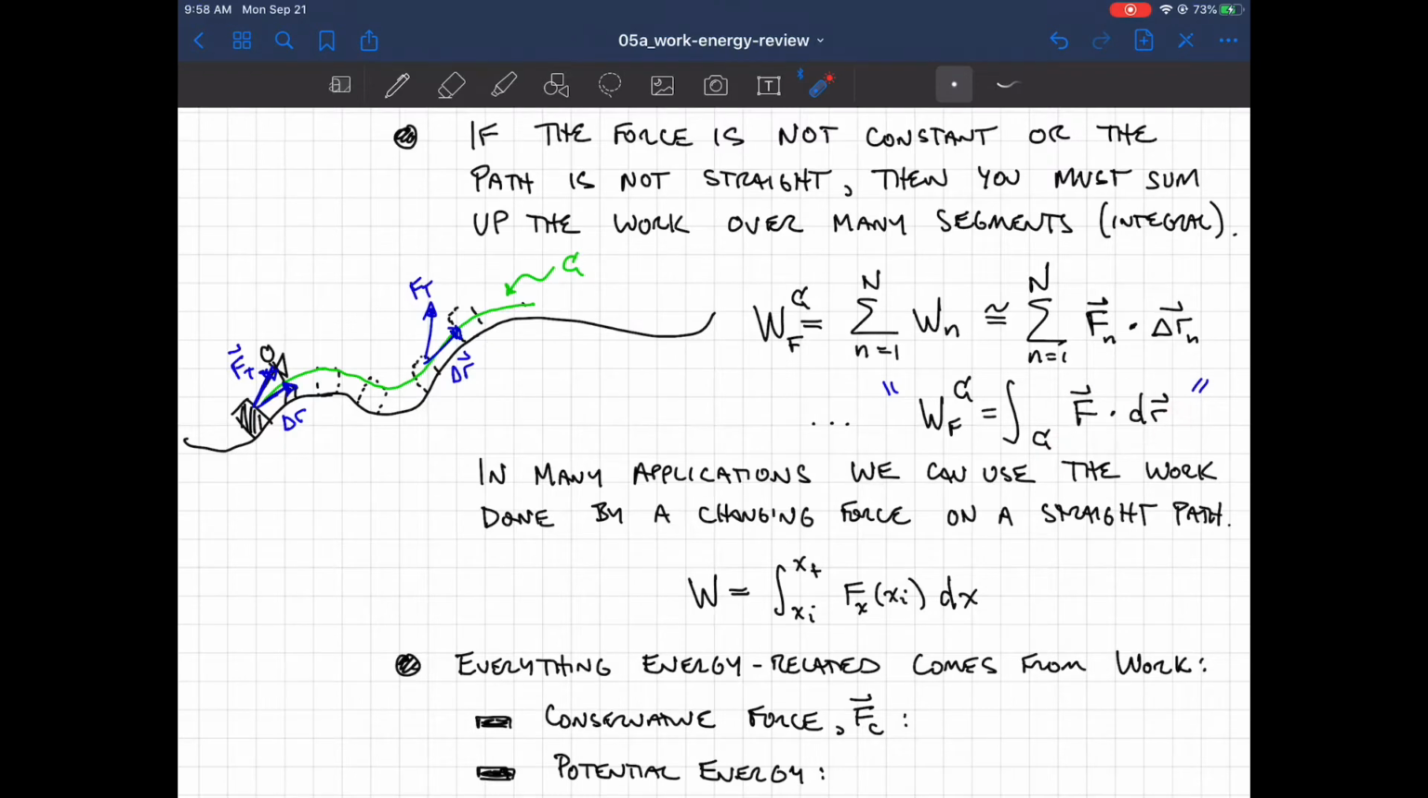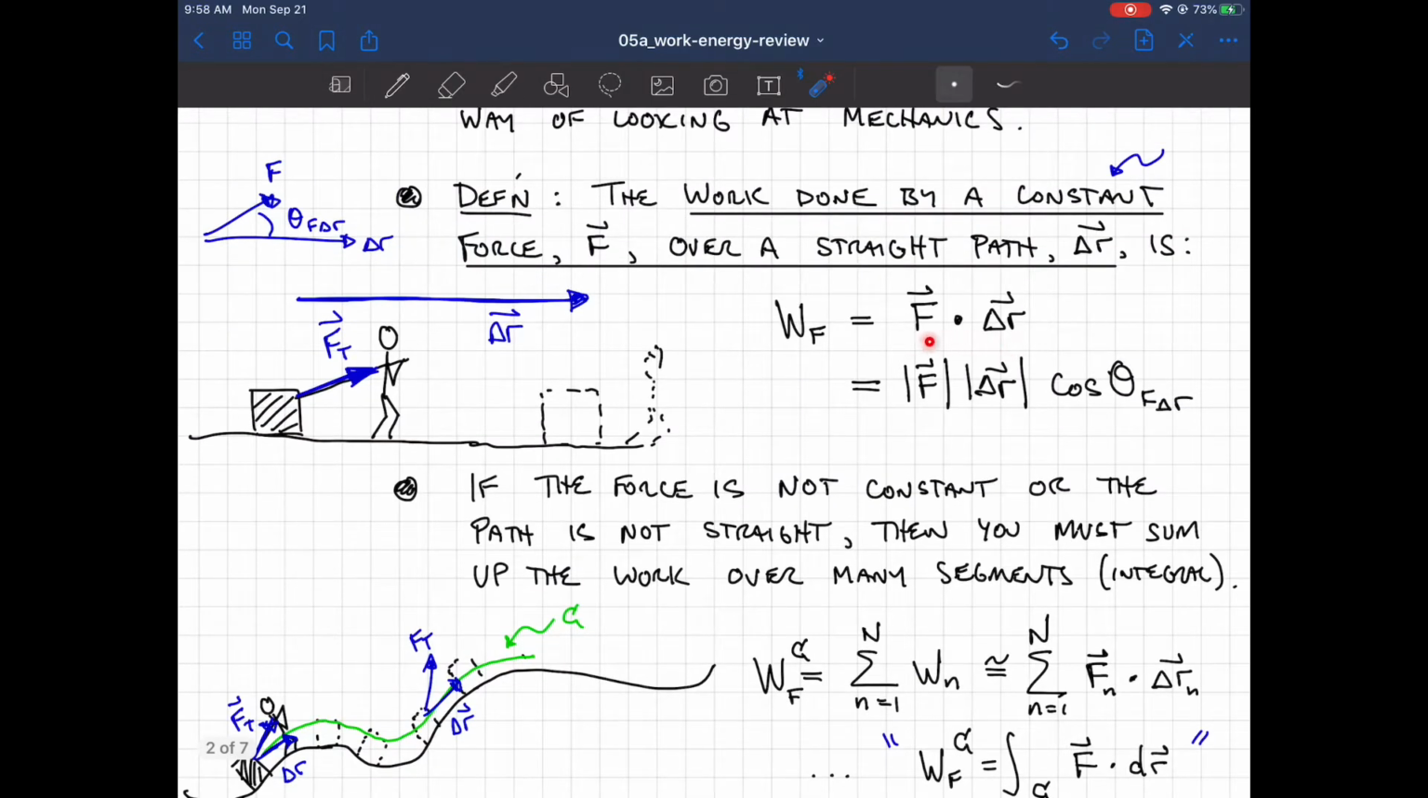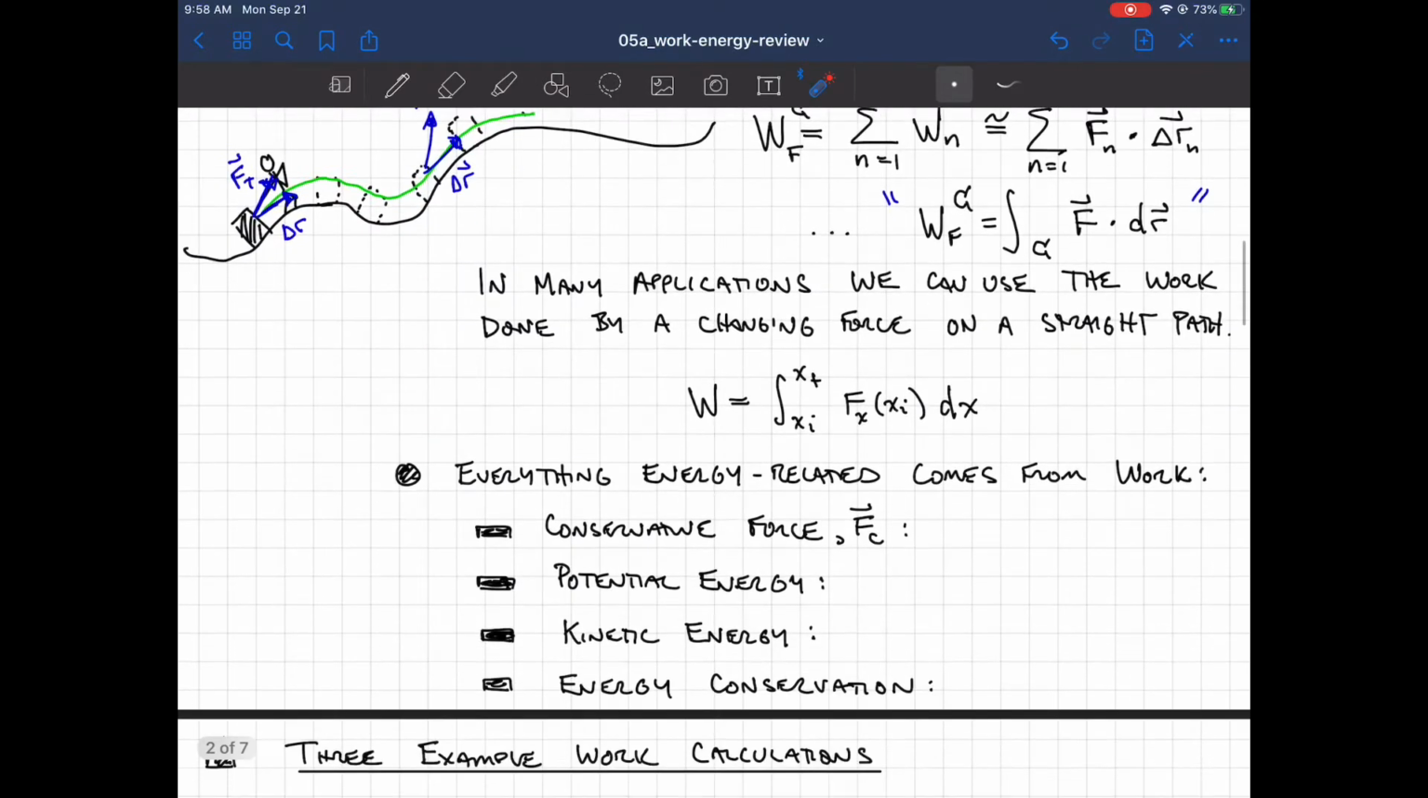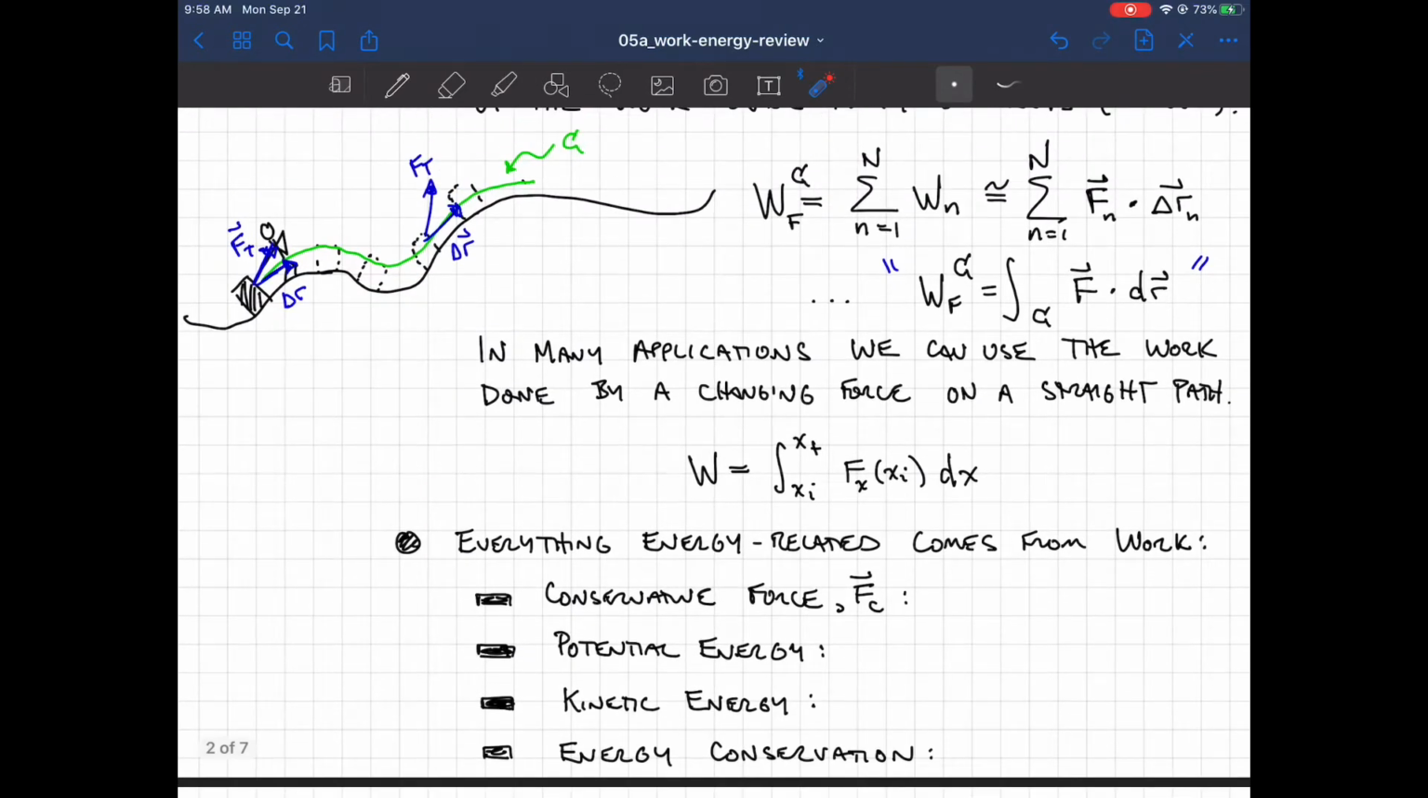That's the most general expression for the work, but we're hardly ever going to use this general expression. Instead, we're going to use things that are a little bit easier to calculate, either the work done by a constant force over a straight path, or in some applications we can find sort of an intermediate expression, which is the work done by a changing force. So maybe the force changes over the path. So one example of this that we'll do in a few moments is the work done by a spring force, which you know depends on the position of the object.